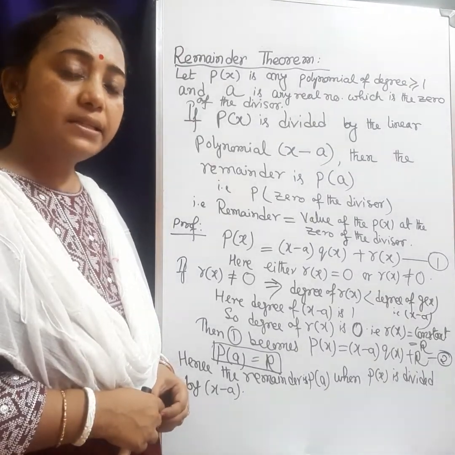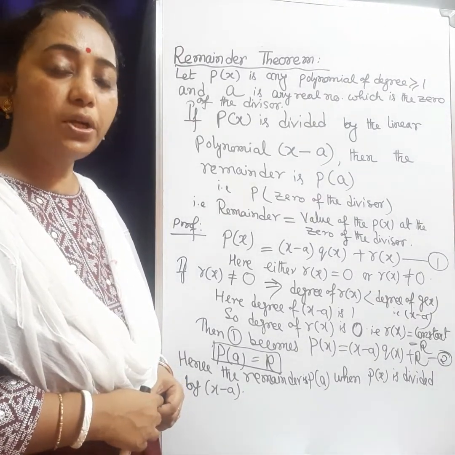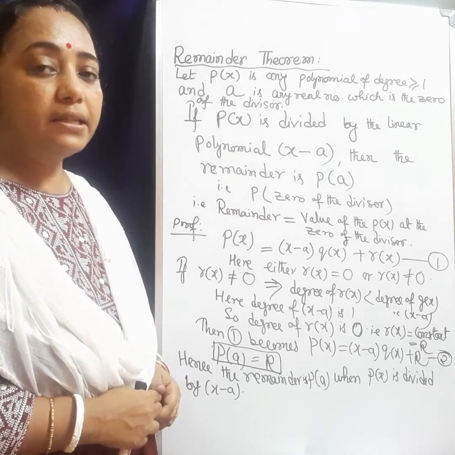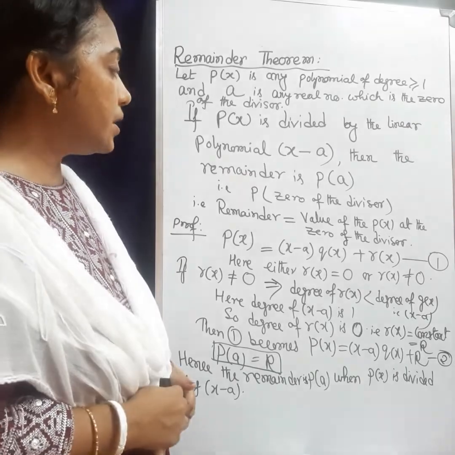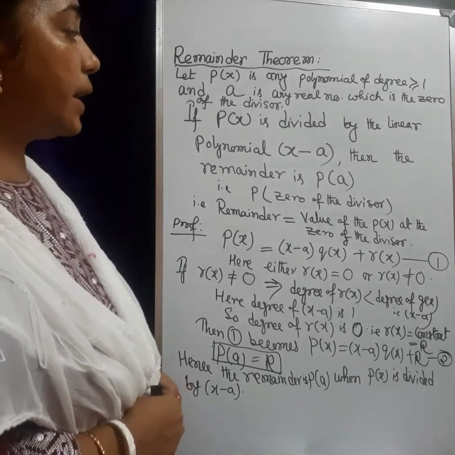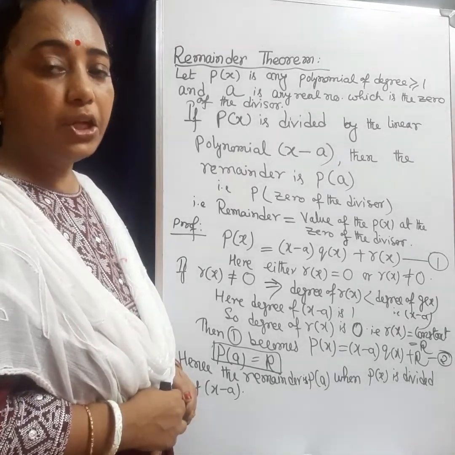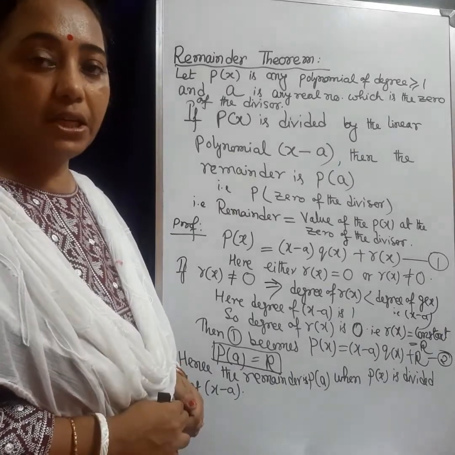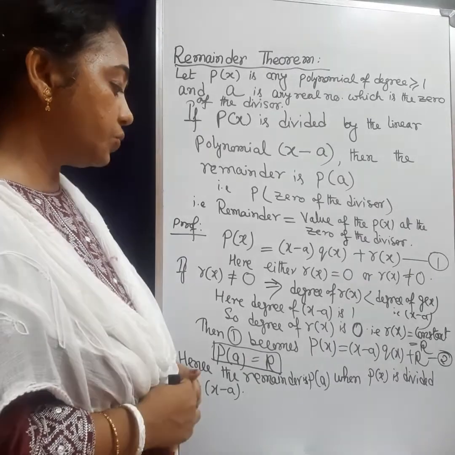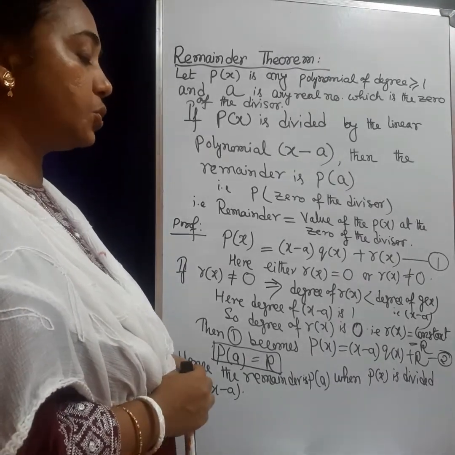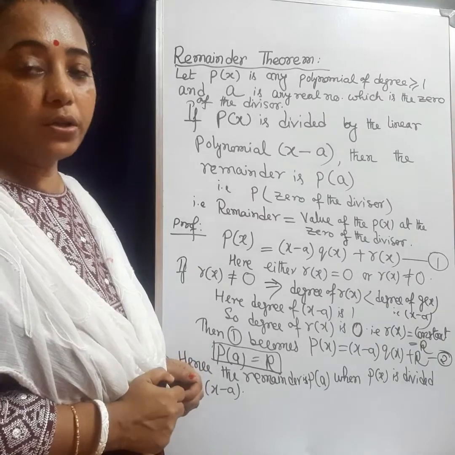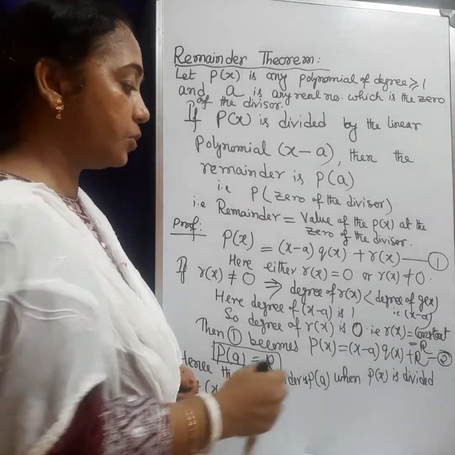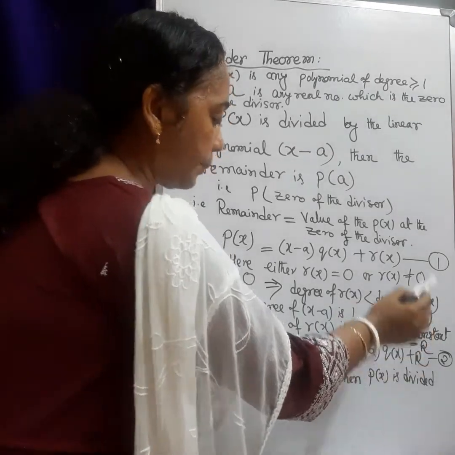Now let us consider the case when the remainder is not equal to 0. In that case, the degree of the remainder will be less than the degree of the divisor. Here the degree of the divisor, which is x minus a, is 1. Then the degree of the remainder will be 0, because the degree of the remainder is less than the degree of the divisor. So the remainder will be a constant polynomial. Let us consider, for every value of x, the remainder r(x) equal to capital R.